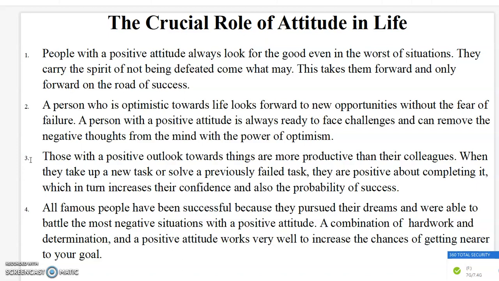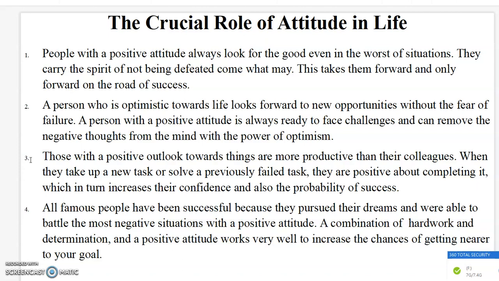Number 2, a person who is optimistic towards life looks forward to new opportunities without the fear of failure. A person with a positive attitude is always ready to face challenges and can remove the negative thoughts from the mind with the power of optimism.